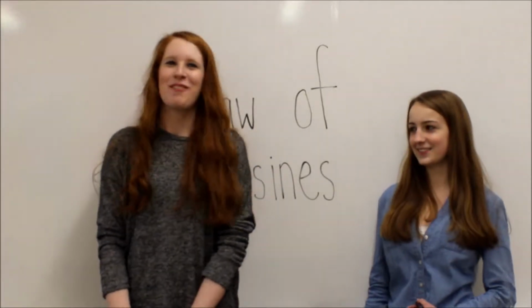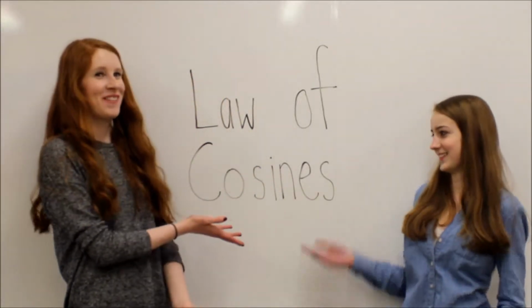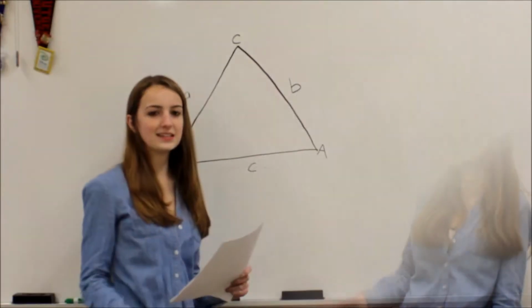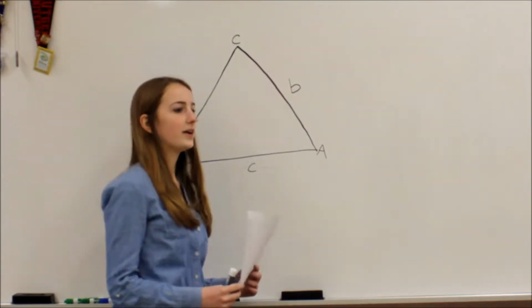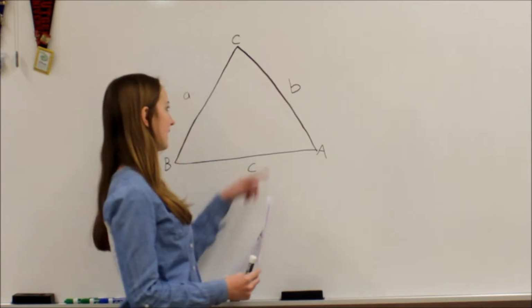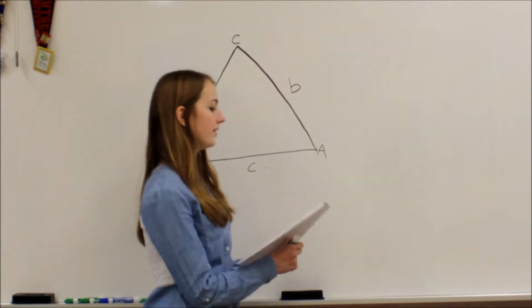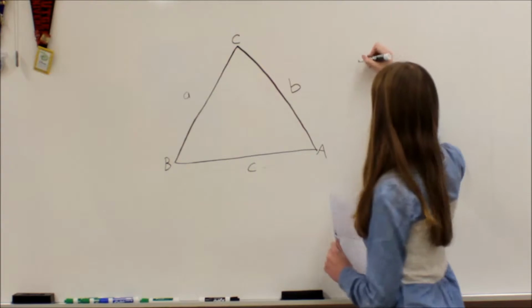Hi, today you will be learning about the law of cosines. The law of cosines states that for any triangle ABC, where the lowercase a, b, and c are the sides and the capital letters are the angles, there are three equations.